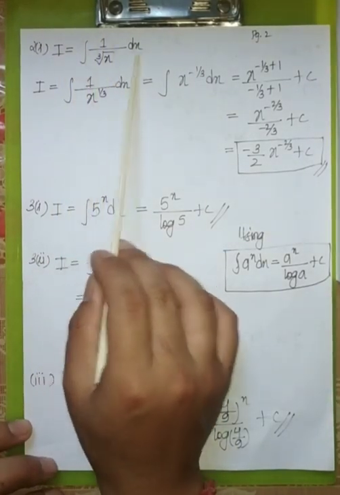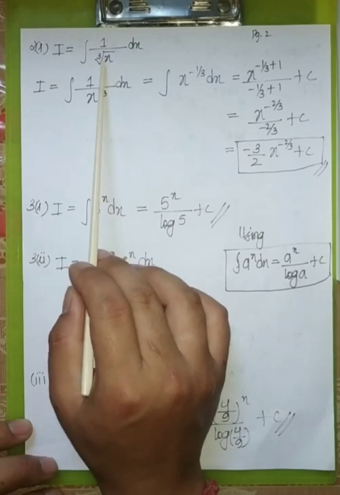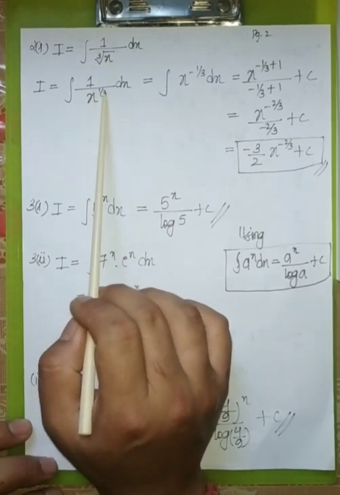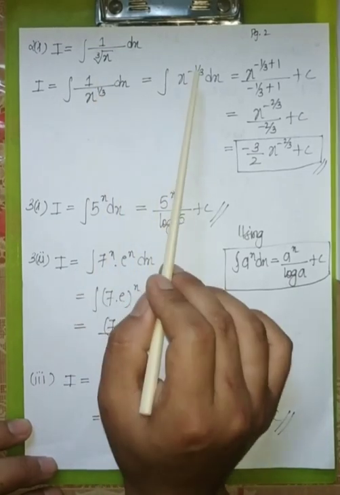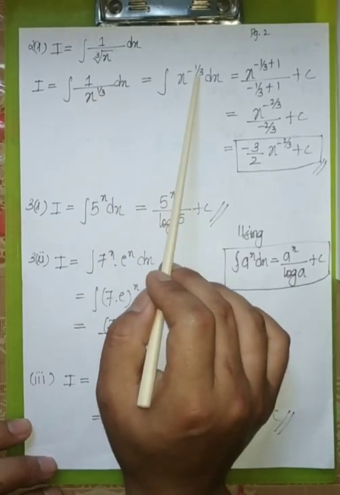Integration 1 by cube root of x. Now cube root of x means x to the power 1 by 3. Now again what to do? Take this to the numerator, it becomes minus 1 by 3. So the value for n is minus 1 by 3.